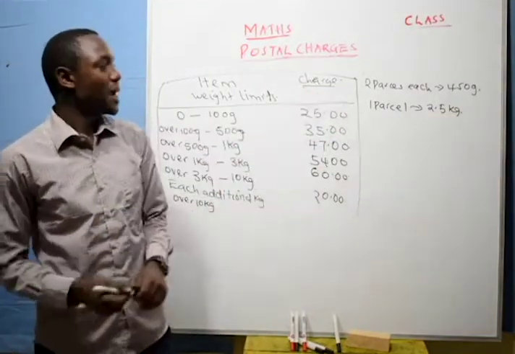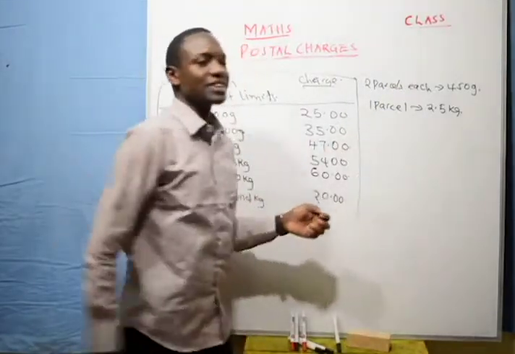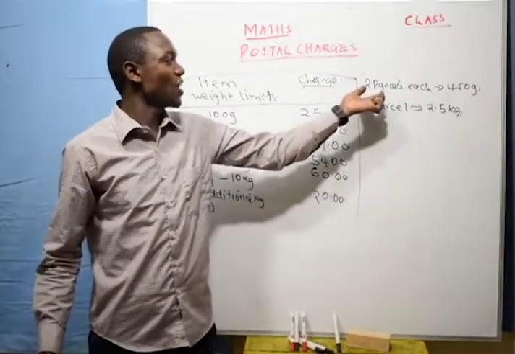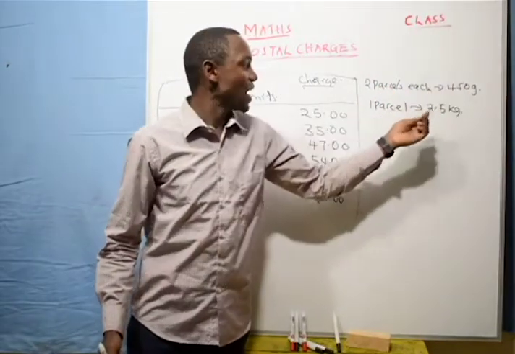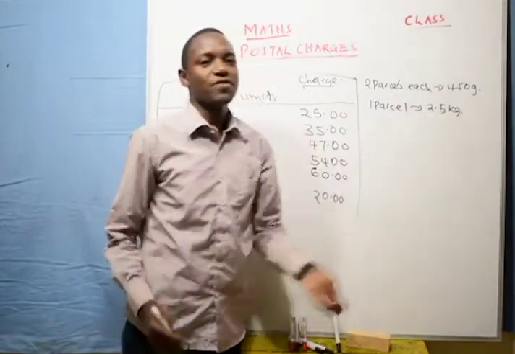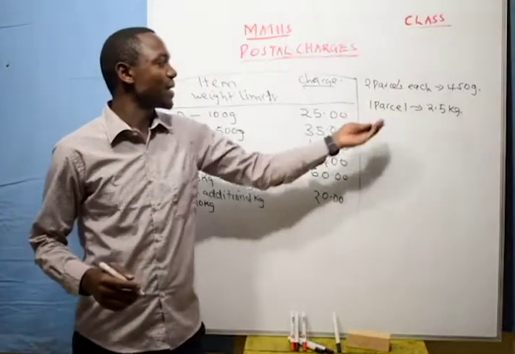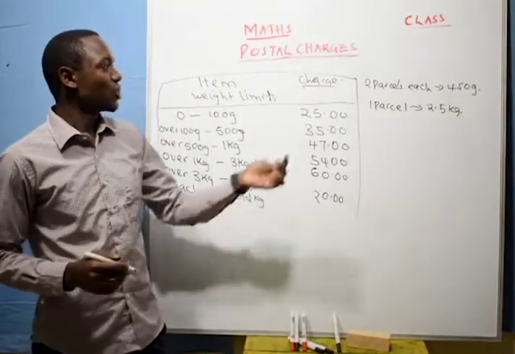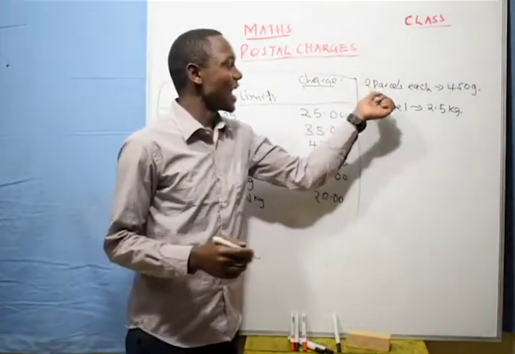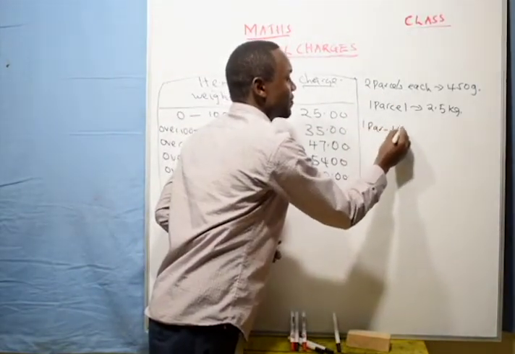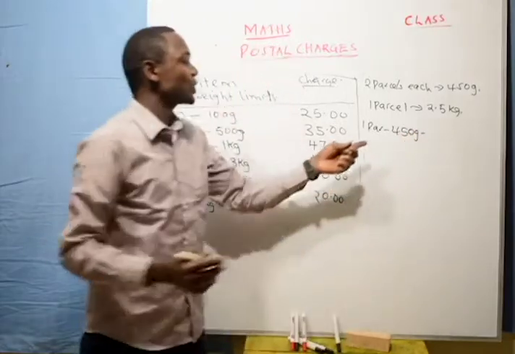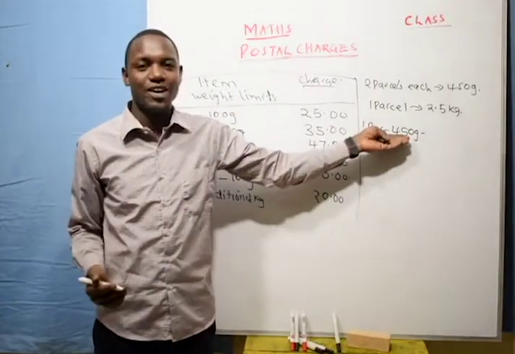Somebody sent 3 parcels through the post office: 2 parcels, each weighing 450 grams, and 1 parcel weighing 2.5 kilograms. How much did this person pay for the postage? So, we have 2 parcels here, and 1 parcel will weigh 450 grams. So how much will he pay for 1 parcel weighing 450 grams?